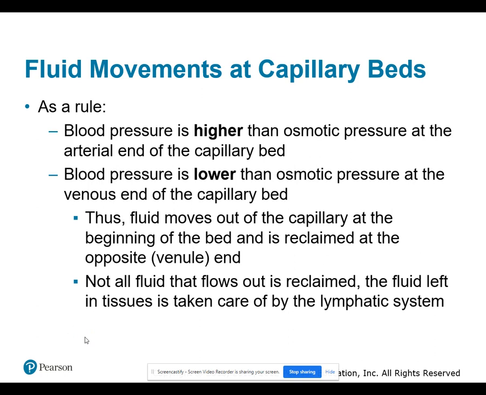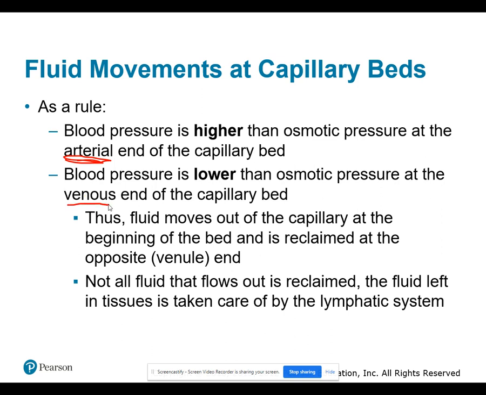So as a rule, blood pressure is typically higher than osmotic pressure at the arterial end. Think about what we know about arteries and how blood pressure works. Remember, blood pressure works along a descending gradient. So, of course, it makes sense why it would be higher at the arterial end. And then on the opposite end of that spectrum, blood pressure is lower at the venous end. And think about what we know about veins.